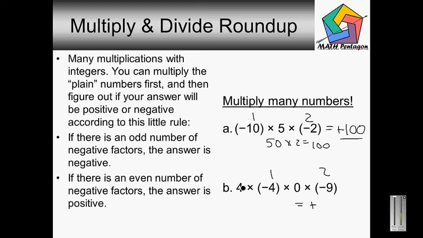Okay, so we have 4 times -4 is -16. Times 0 is 0, and 0 times negative 9 is 0. So our final answer to this would be just 0. And that's the final answer to this. So let's now move on to a few exercise problems so we understand the concept of what we are doing here.